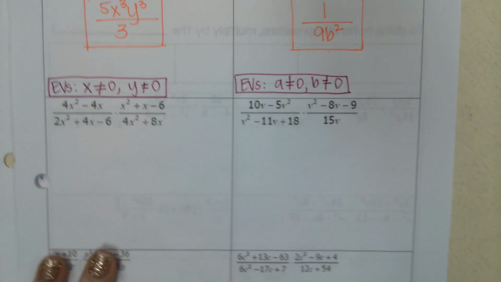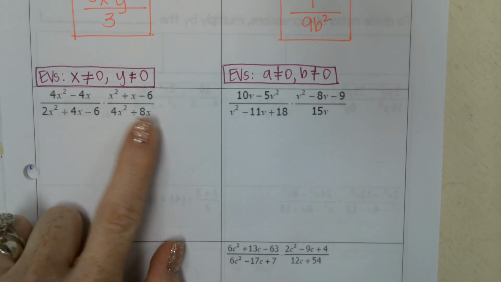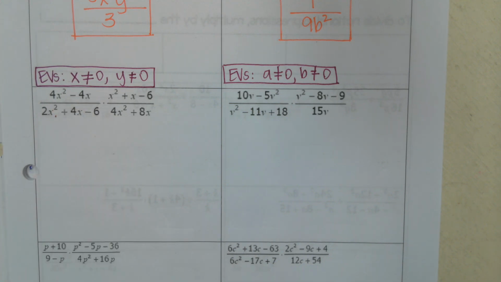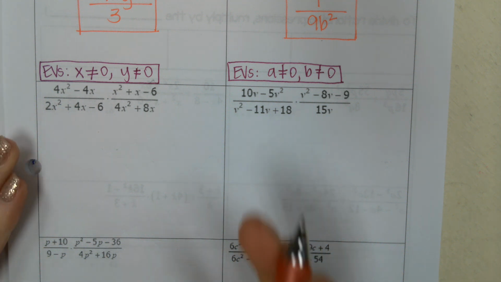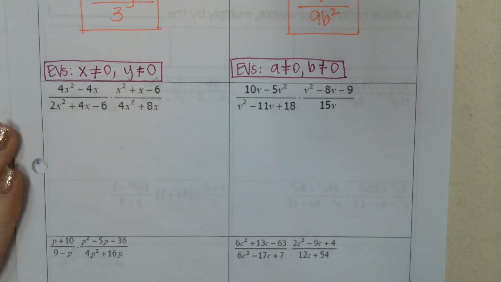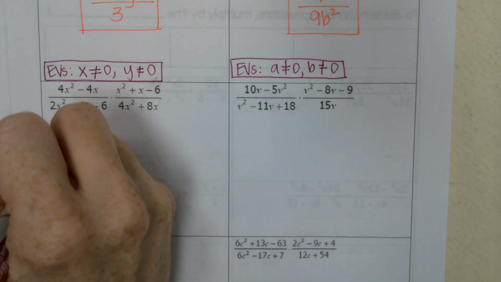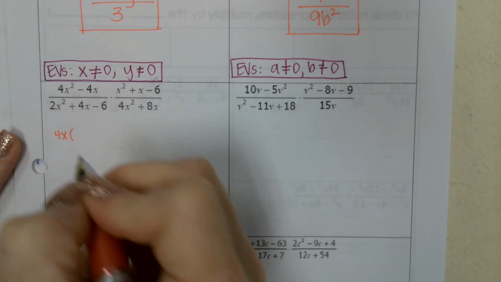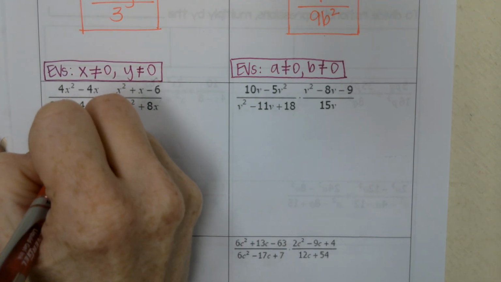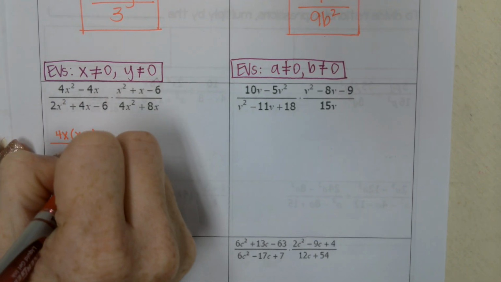Now, notice I have 2 rational expressions multiplied together. We need to be very careful as we work through these. We need to factor every single piece, numerator and denominator, as much as possible. Okay, here we go. In the numerator, I'm going to take out a GCF of 4x. What does that leave me with inside parentheses? X minus 1. That's that numerator.